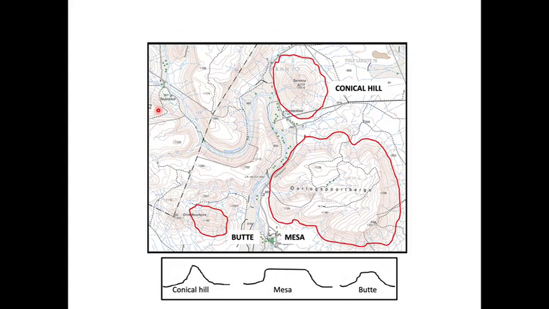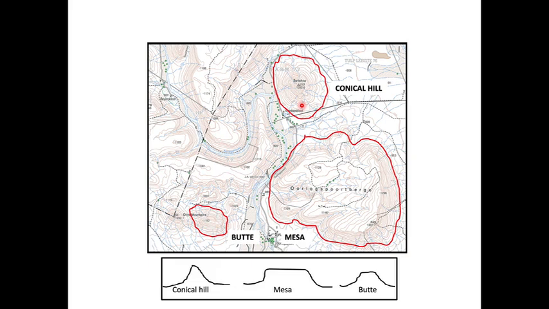Okay, let's have a look at this one. Here we've got a topographic map where all three of them appear. Immediately look at the large white opening there, right? The smaller white opening here, and you can't even see a white opening on the conical hill. In other words, this one would be the mesa, this one would be the butte, and that one would be the conical hill.